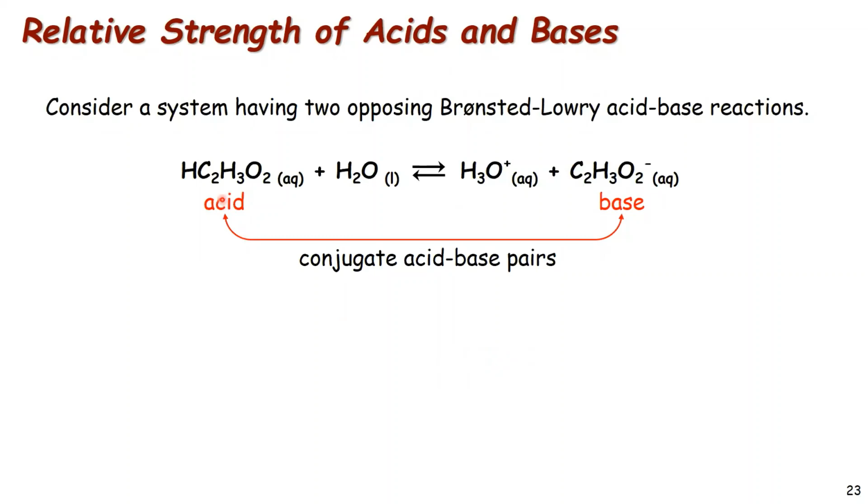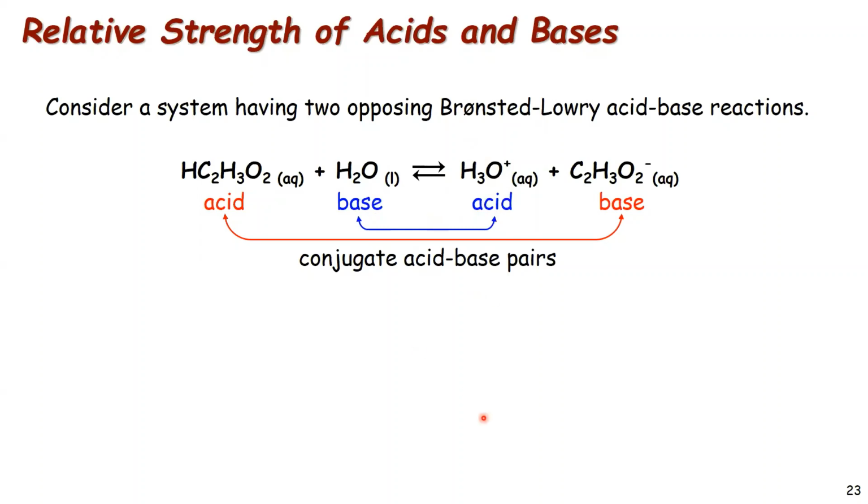So again, we have this conjugate acid-base pair between the acetic acid and the acetate anion, which would be the conjugate base. And again, the second set, which is the hydronium ion, which is acting as the acid, and the water, which is acting as the base.